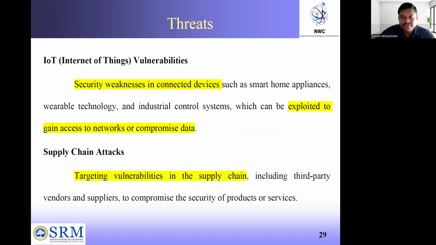And next one is IoT vulnerabilities and supply chain attacks. IoT vulnerabilities are security weaknesses in connected devices such as smart home appliances, wearable technology, and industrial control systems. Attackers exploit these vulnerabilities to gain access to the network or compromise data. Example: hackers access a company's network through a vulnerable smart thermostat.